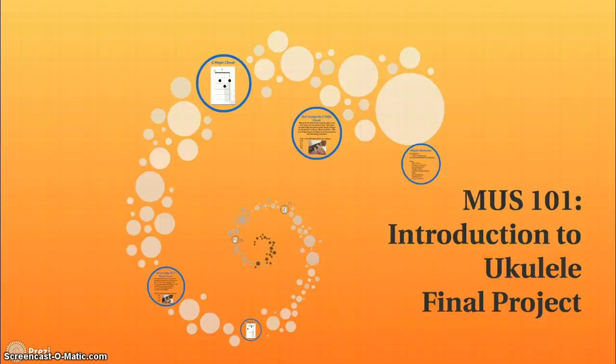Hello, this is MUS 101 Introduction to Ukulele, and this is our lesson for our final project. Our final project is to compose a piece on the ukulele using our 4 chords: C, A minor, F major, and G major. We're going to use those 4 chords and compose our pieces that we will put into our notation software, and we'll perform in front of the class at the end of the semester in front of our peers.